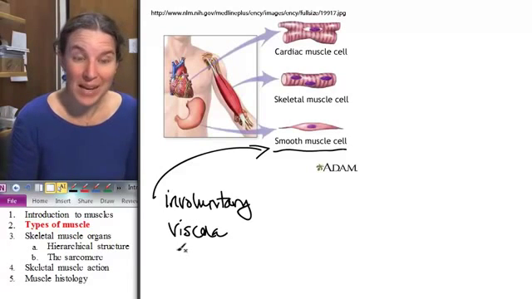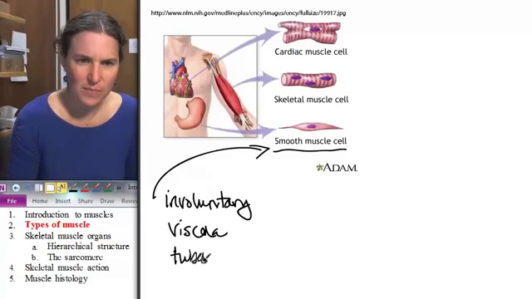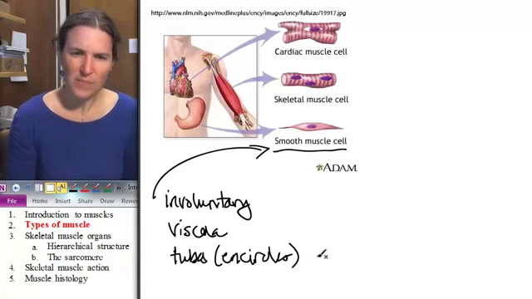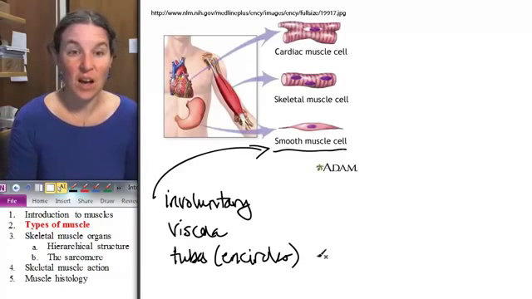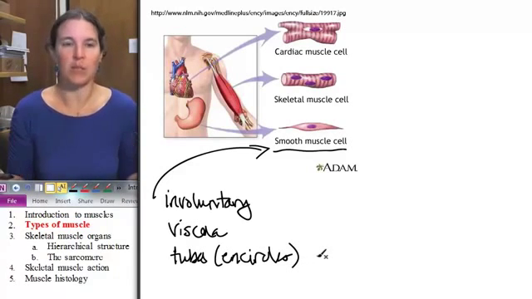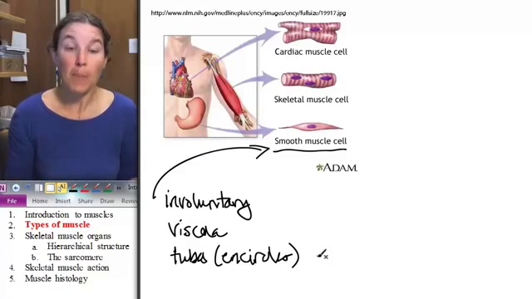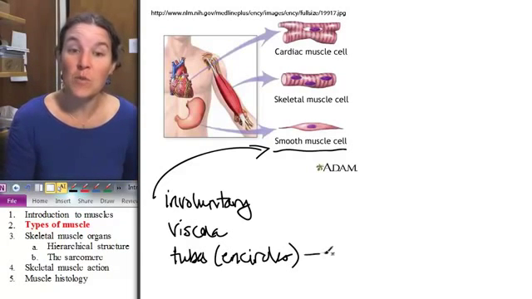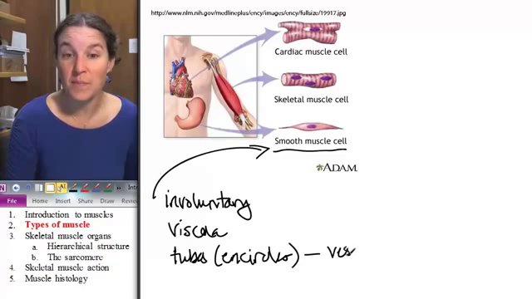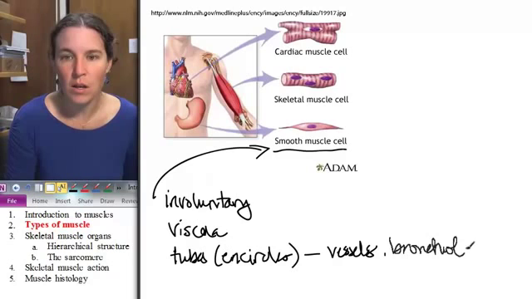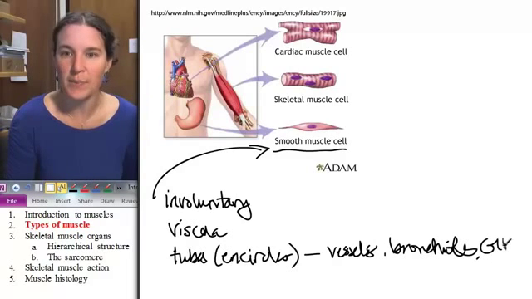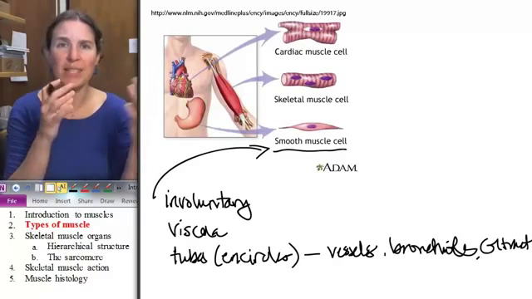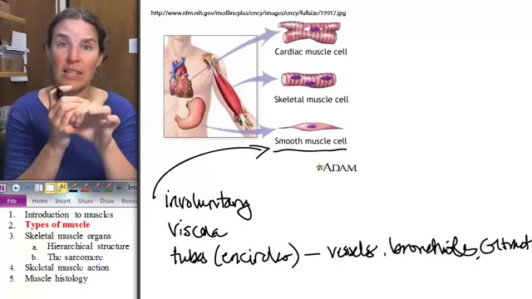I am not positive, but I envision it encircling tubes. Maybe I should write in circles. And I'm sure that we find smooth muscle in other places. But for example, we find smooth muscle in blood vessels. We find it in our bronchioles. We find it in our GI tract. So we see it encircling these tubes.